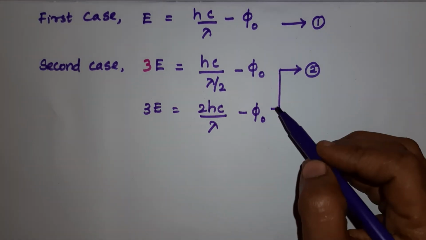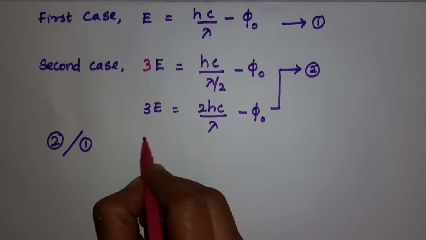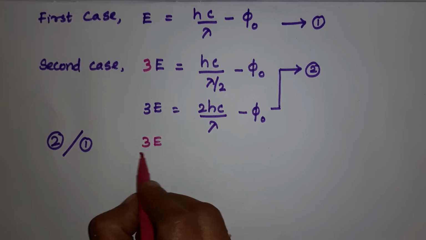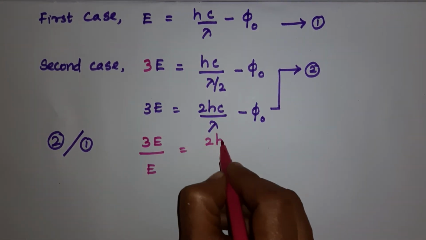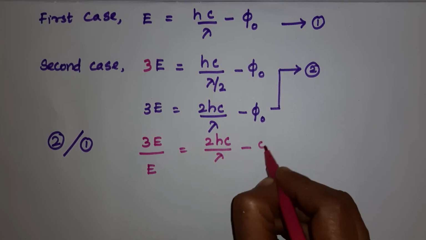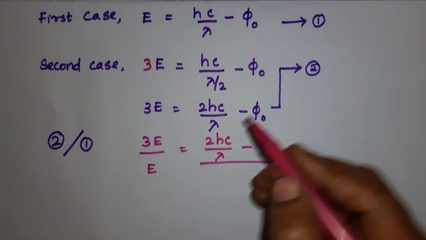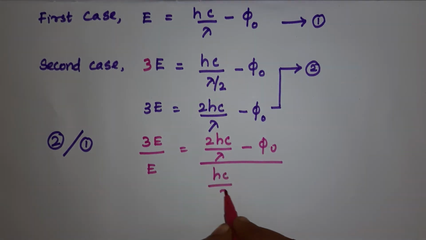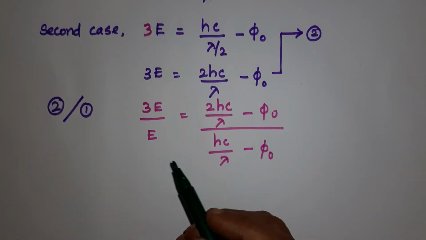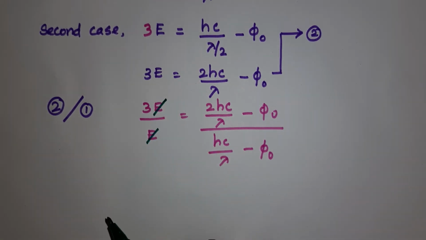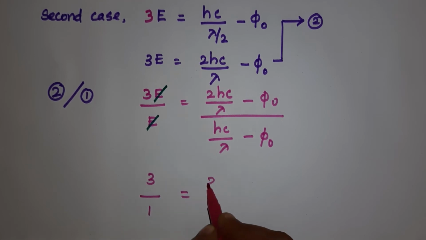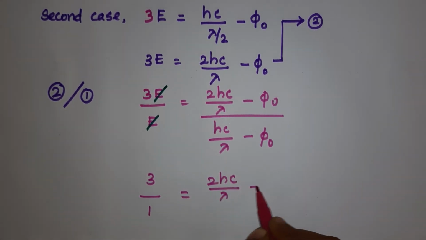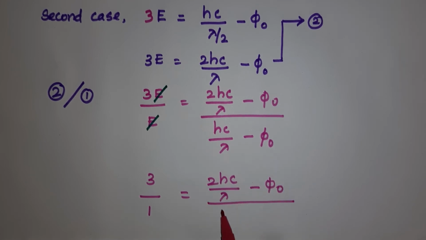So I'm going to divide these two equations. Therefore, we can write 3E divided by this E will be equal to 2Hc by lambda minus phi naught, the whole divided by this expression here. It is Hc by lambda minus phi naught. Here E and E will be getting cancelled. Therefore, we have 3 divided by 1 is equal to 2Hc by lambda minus phi naught, the whole divided by Hc by lambda minus phi naught.